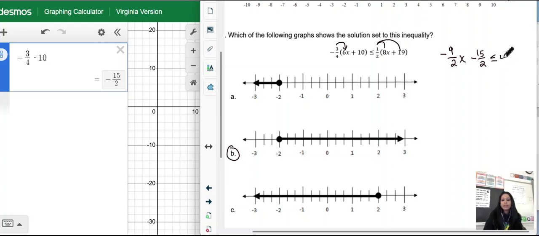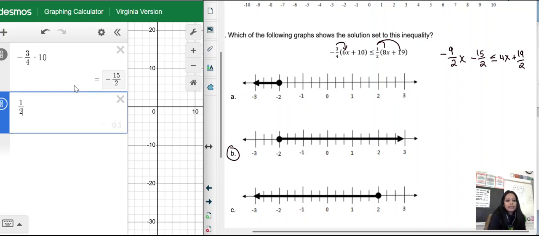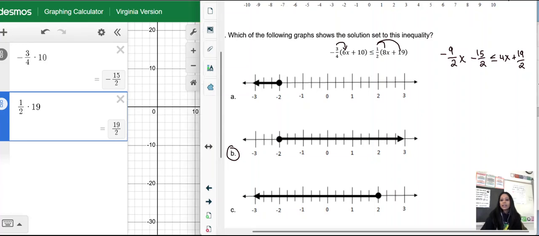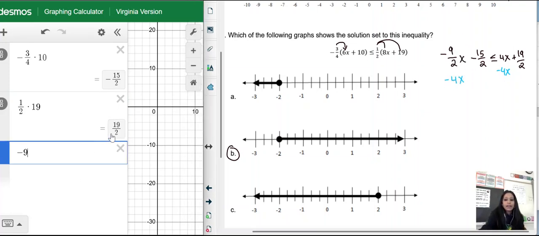1/2 of 8, it's 4x. And then 1/2 of 19, it's not going to be an even number, so I'll just put it as 19/2. So basically I did 1/2 times 19, it's going to be 19/2. Okay, and then here I'll go ahead and subtract out the 4 just to move the variable term over here. So to combine these two, that's going to be -9/2 minus 4.